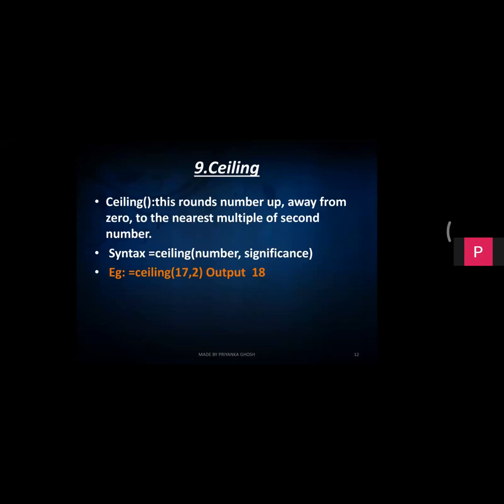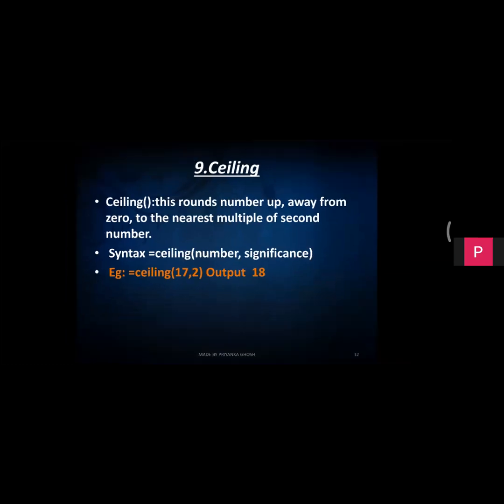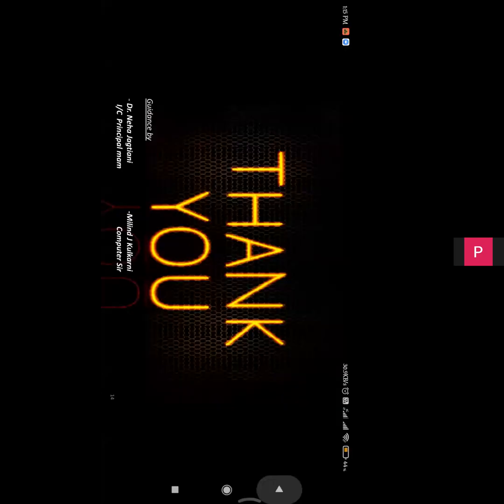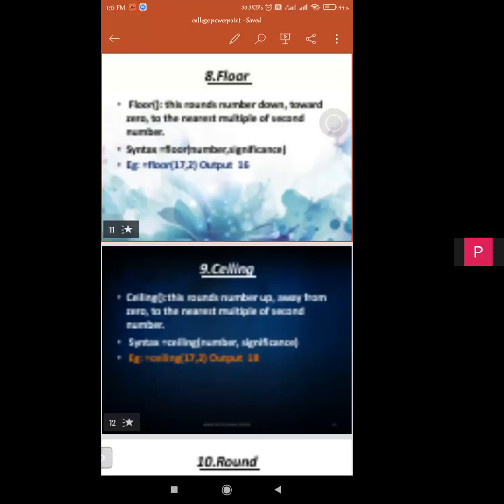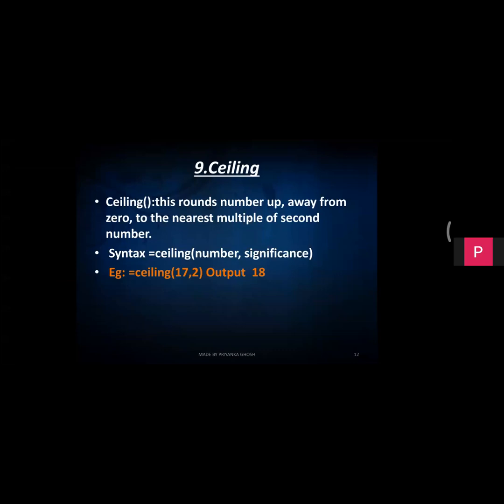So the 8th one is floor. It rounds a number down towards 0 or to a nearby multiple of the second number. For example, is equal to floor bracket 17 comma 2. Output is 16. Just like 17 is nearest to 15, not 20. So the output is 16. Just like ceiling.